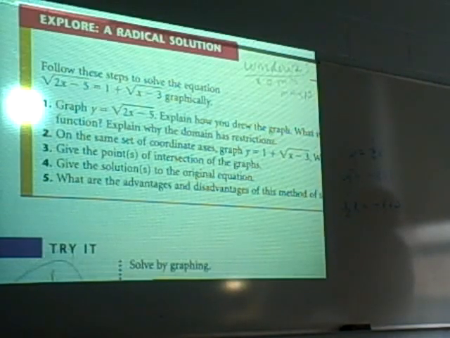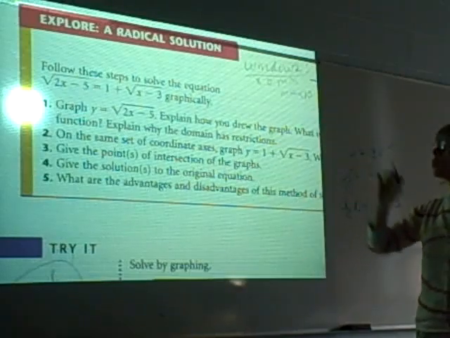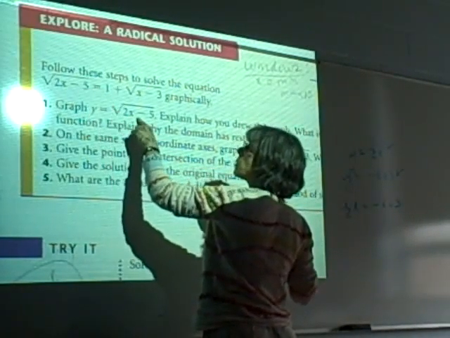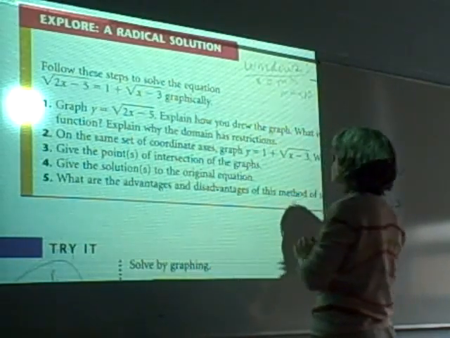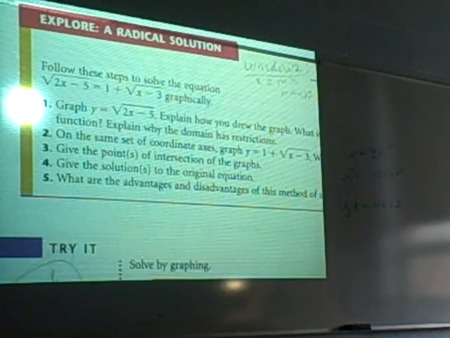Graph the 2 equations and find the intersection. Yeah, I would graph y equals, and I would graph y equals, and I would look for where those 2 points intersect. Okay, so that's what we're going to do here. Follow these steps to solve the equation. And we're going to graph y equals this, and we're going to graph y equals this. And let's see what happens on our calculators.